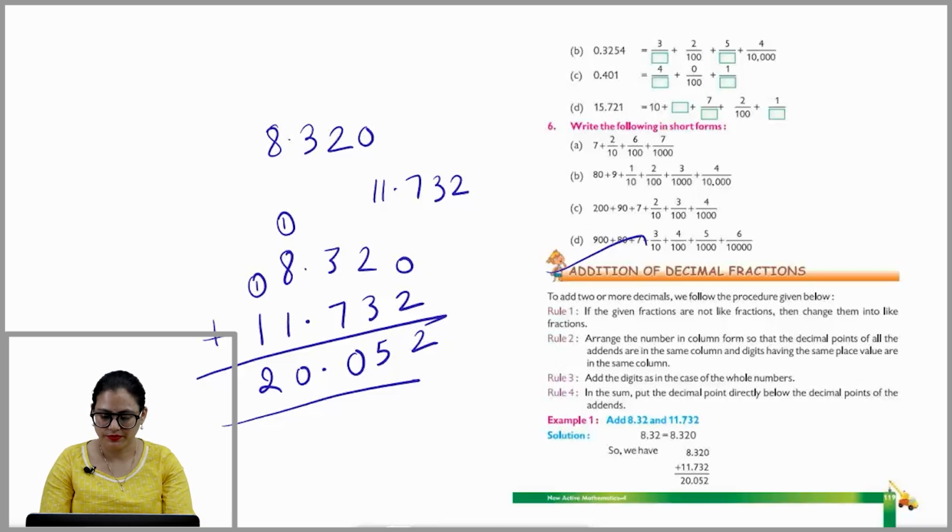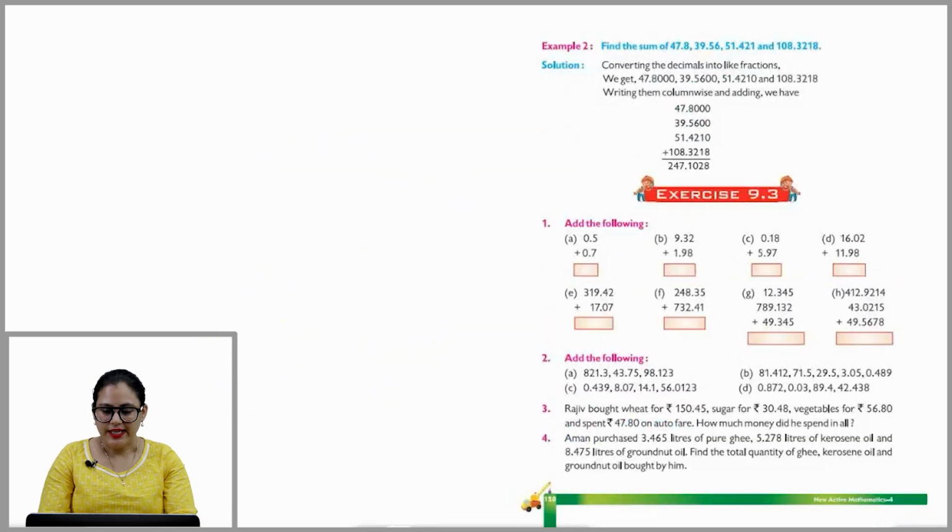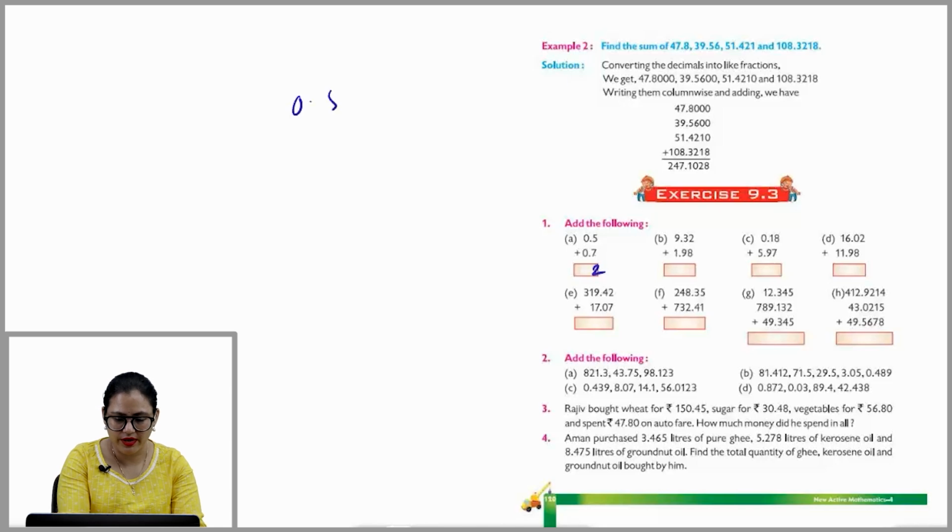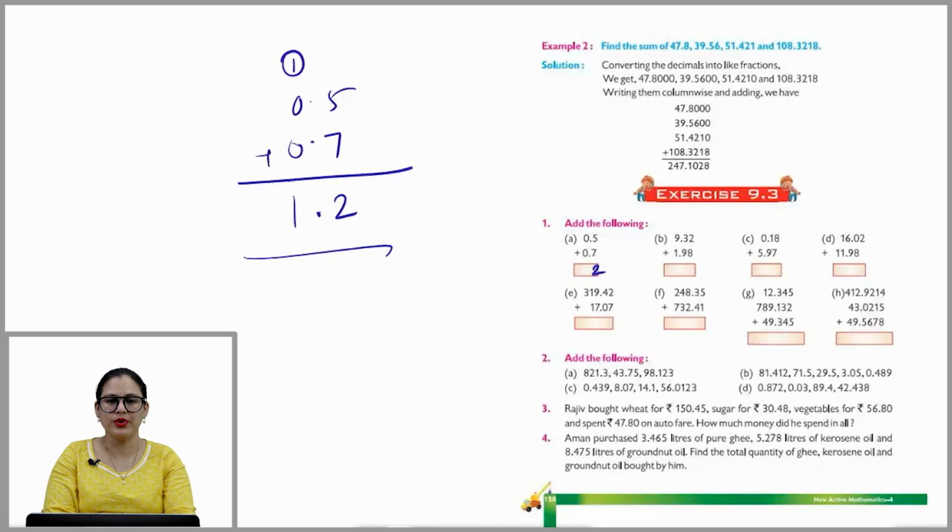Okay, let's do exercise 9.3. Add the following: 0.5 and 0.7. 7 plus 5 is 12, 1 carry, then here 0 plus 1 is 1. So 1.2 is the answer, right?